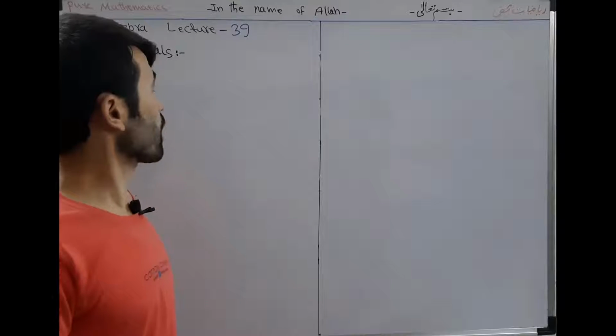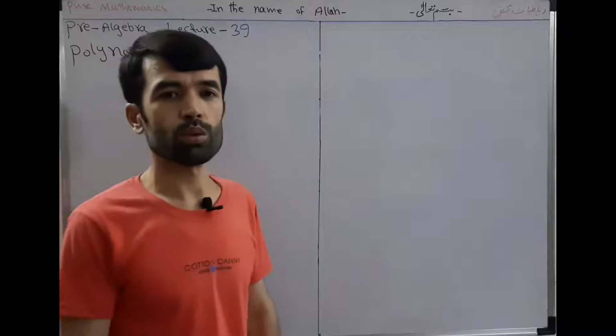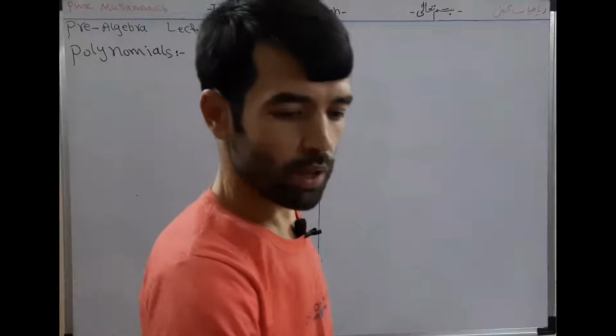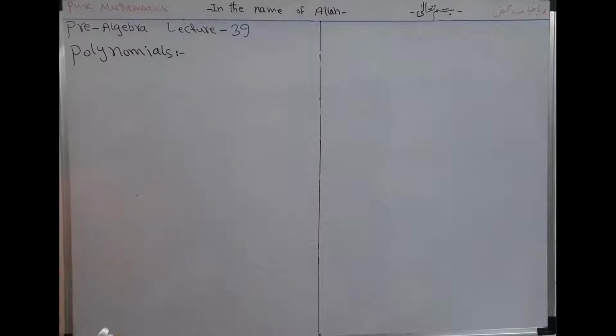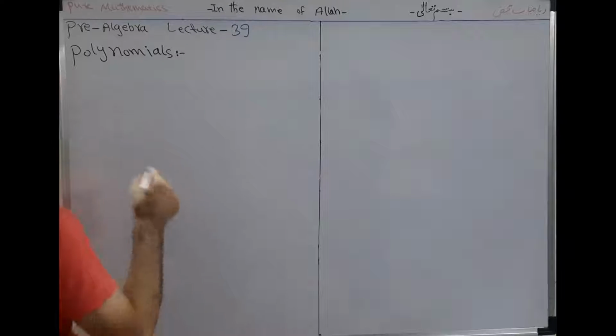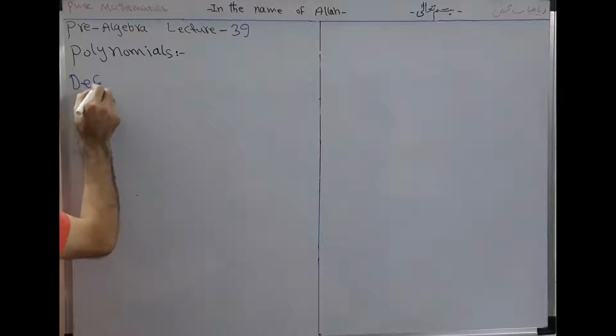Pre-algebra class lecture 39. In this lecture we want to explain polynomials. First, in lecture 38 we studied algebraic expressions. We know what an algebraic expression is: constant, like terms, unlike terms, also coefficient, numerical coefficient, variable coefficient. We know this concept. Now here we want to explain polynomials. First we want to define this concept, the definition.